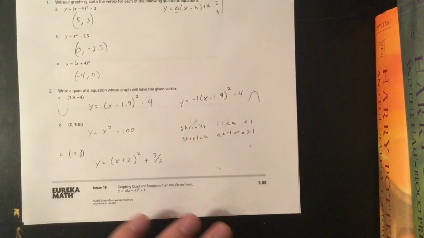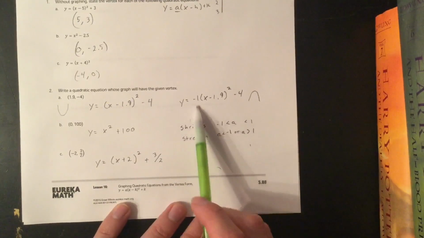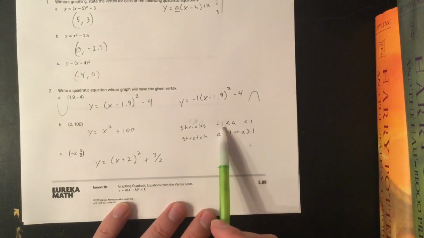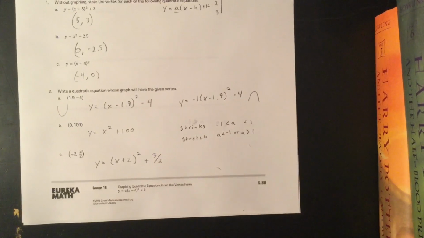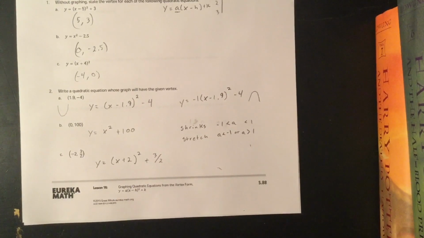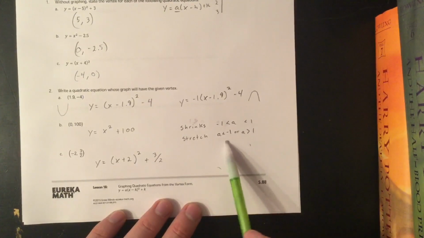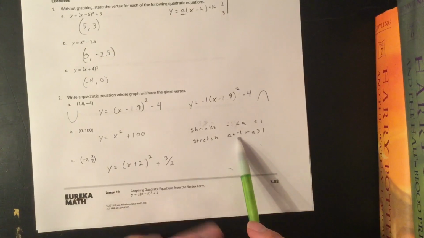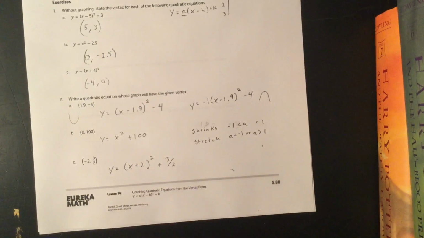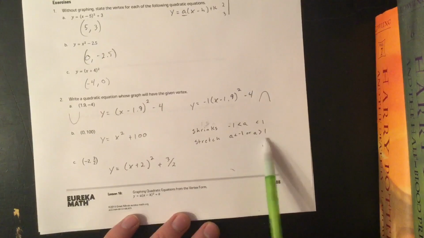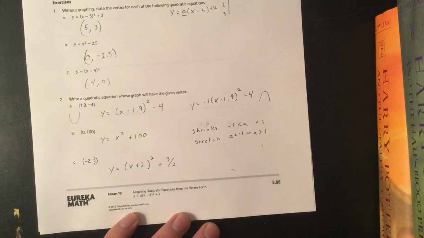Just something else to remember: when the value in front, a, is less than 1 and greater than negative 1, so a decimal like 0.1, 0.2, something along those lines, the graph is going to be shrinking vertically. It'll stretch when a is less than negative 1, so negative 2, negative 3, negative 2.5, things like that, or when a is greater than 1, like 2, 4, 6, 6.5, whatever.